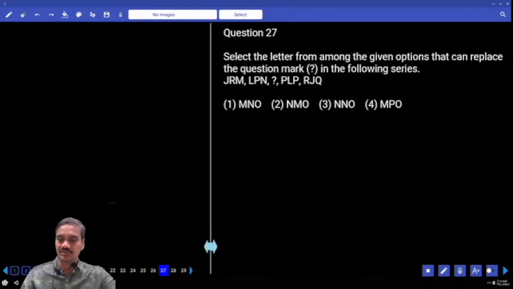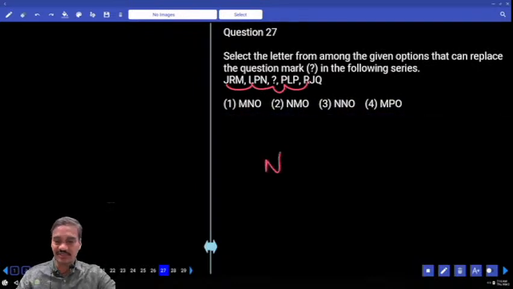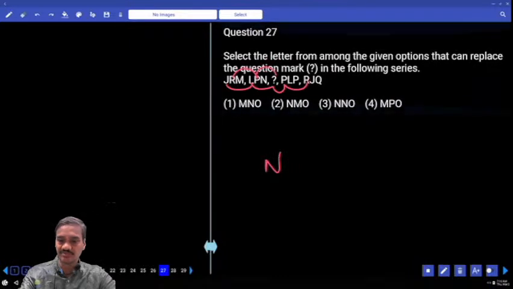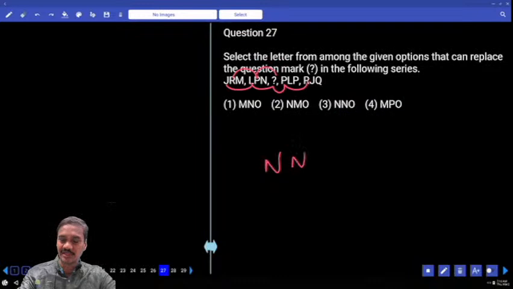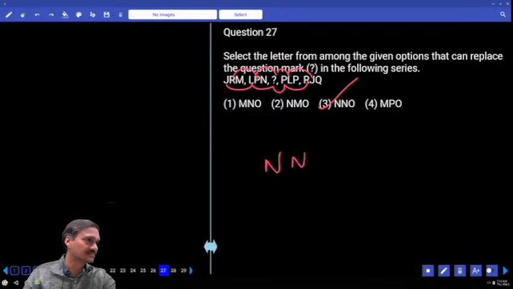Then the 27th one, letter series. Check out the first letters J and L. What is the difference we have? Plus 2. L plus 2 is N, N plus 2 is P, P plus 2 is R. The first letter is N. And the second letters R and P: minus 2. P minus 2 is N, N minus 2 is L, L minus 2 is J. Hence N and N, and it is nothing but choice 3.